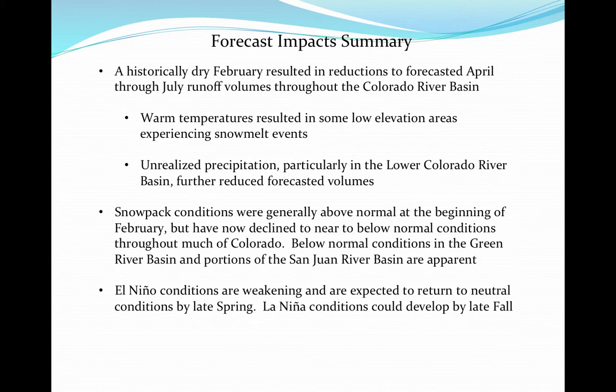So just to summarize, a historically dry February resulted in reductions across the board throughout the upper Colorado River Basin and even into the lower Colorado River Basin. We saw early melt, particularly at low elevation areas due to the warm temperatures, and just didn't realize the precipitation that we typically do during an El Nino year in the lower Colorado River Basin. Snowpack conditions were generally favorable at the beginning of February, but February was so dry that now we're closer to near or below normal conditions pretty much throughout the entire upper Colorado River Basin.